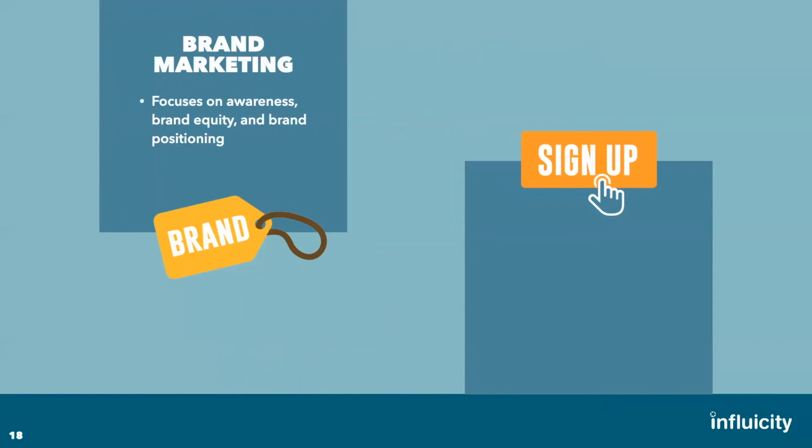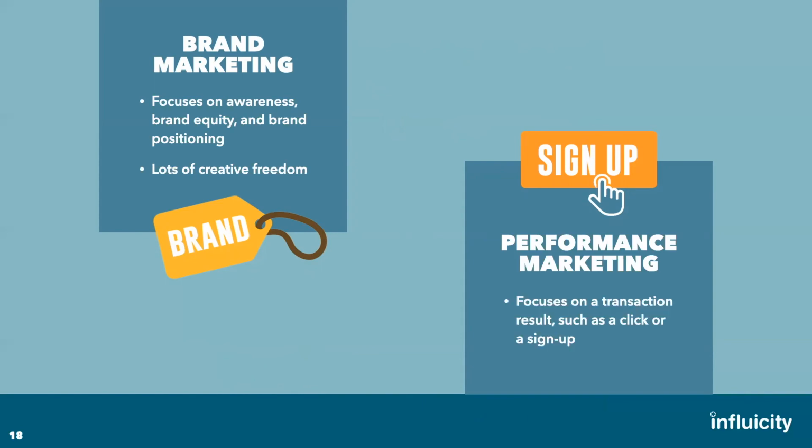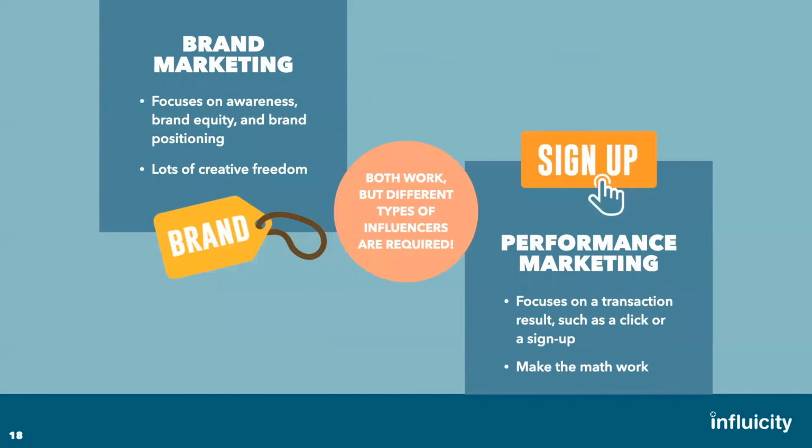So brand marketing focuses on awareness, brand equity, and brand positioning. Lots of creative freedom, whereas the performance marketing side focuses on a transaction result, such as a click or a sign up, and you have to make the math work. I'll just speak briefly about these 2 things. Both work, but different types of influencers are required.